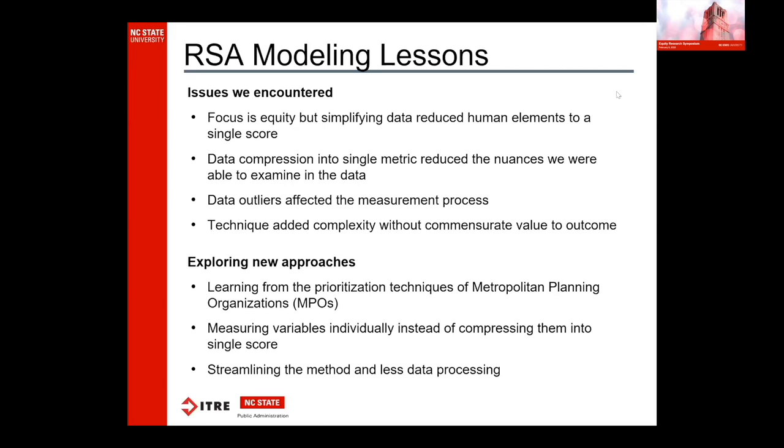So how can we improve upon what we've got from our phase one? In our process of exploring new approaches, we've been learning from prioritization techniques of metropolitan planning organizations, or MPOs, which I mentioned earlier, and we'll show a little bit more about in the next slide. We're also working on measuring variables individually instead of compressing them into that single score. And then finally, we're streamlining our method to involve less data processing and just open it up, let the data speak for itself, make it simpler and more transparent.